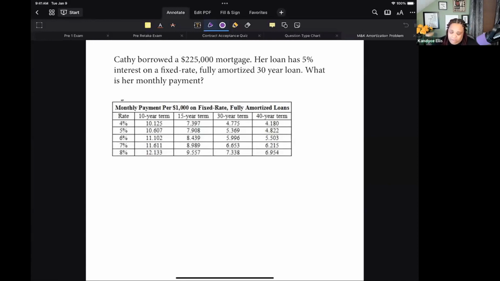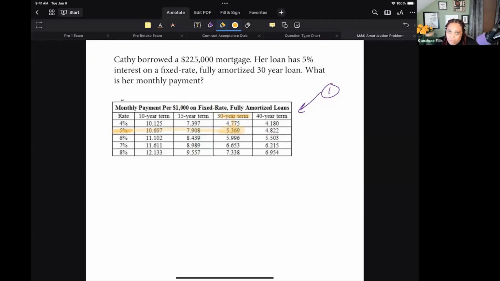I love the first step of using this chart. That's step number 1. And you're going to use the chart and you're going to say, all right, I got 5% and it is 30 years. So I'm just going to go whoop, whoop, whoop. And we've already seen this number before, right? We've seen that it's 5.369.